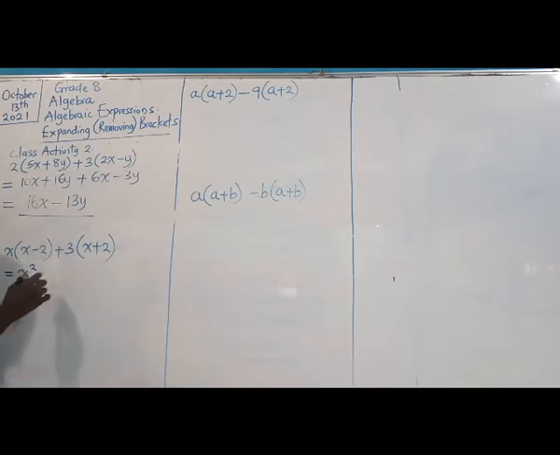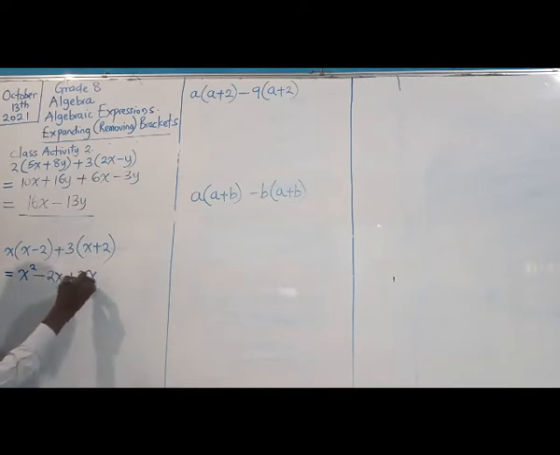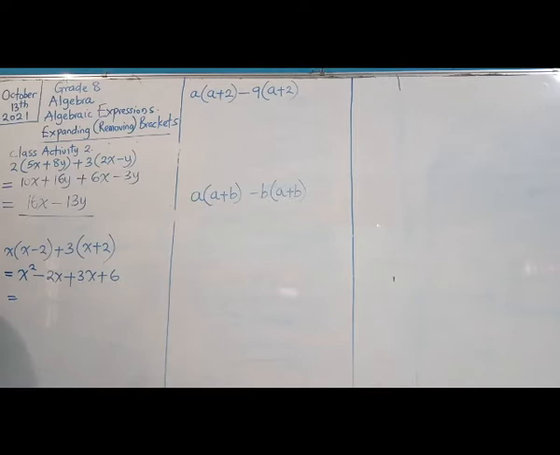X multiplied twice. Minus x times 2 will give me 2x. A letter times a number will give me what? A number letter. Plus 3 times x, a number times a letter will give me what? A number letter again. And 3 times 2, which will give me what? 6. At this point, what are we going to have? We're going to have x squared.